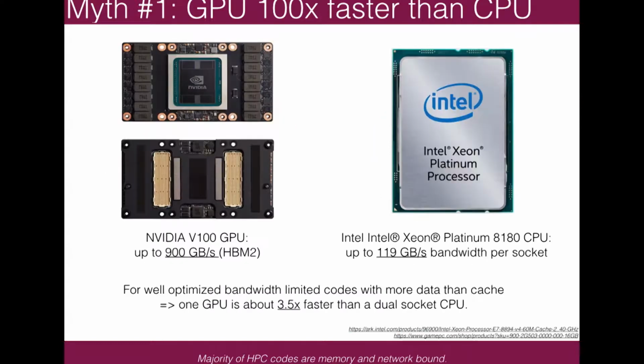I've alluded to. This year, if you buy the top-end GPU, it delivers 900 gigabytes per second by using some HBM2, some second-generation high-bandwidth memory, and compare it to the current top-end CPU, which is 120 gigabytes per socket. So again, it's about 3 times, 4 times faster in terms of raw amount of data that can be moved around per second. Okay? That's assuming your problem doesn't sit in L1 or L2 cache. Okay?